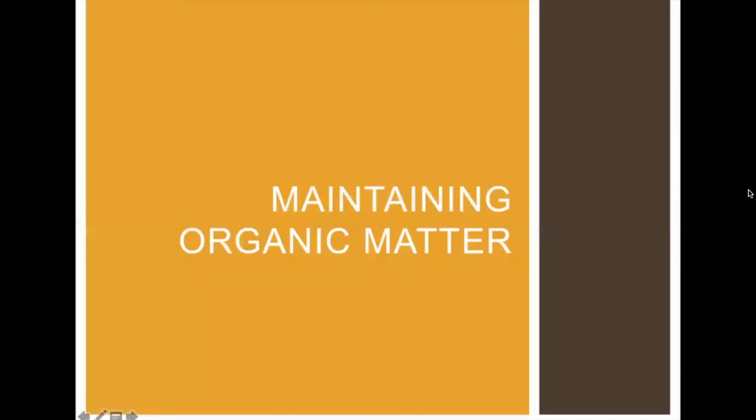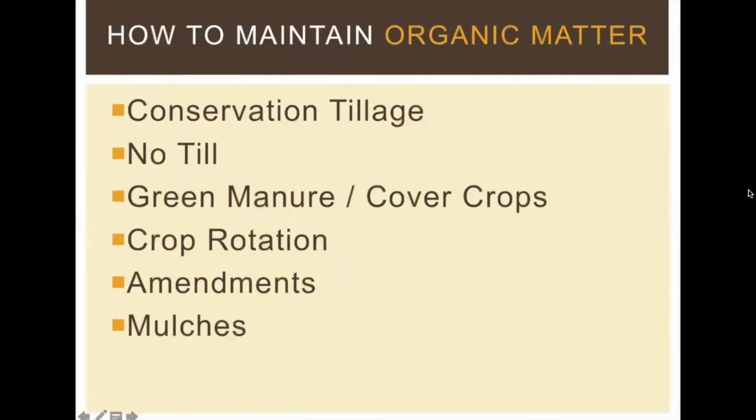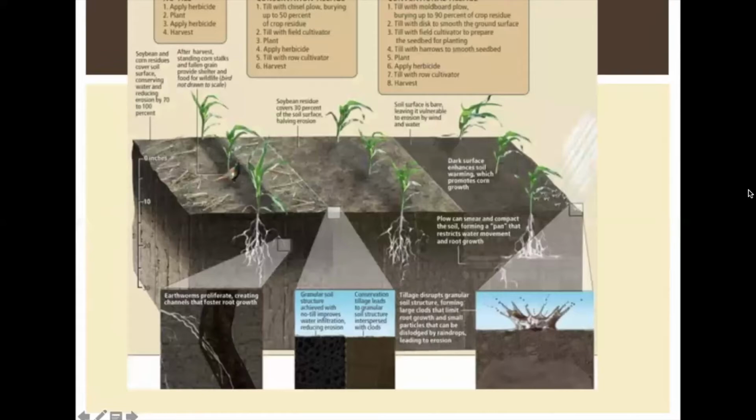So now you know how organic matter is produced. So how can we maintain this organic matter? Different things to maintain organic matter include conservation tillage, no-till, green manure or cover crops, crop rotation, amendments, and mulches. So conservation tillage is a tillage system that creates a suitable soil environment for growing a crop, and it conserves the soil all around.